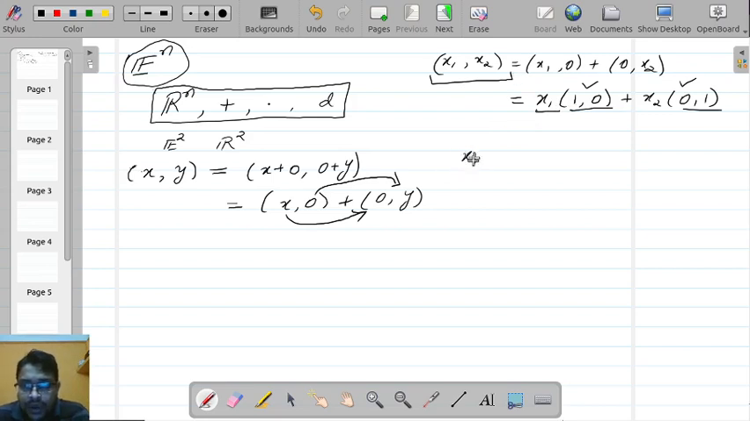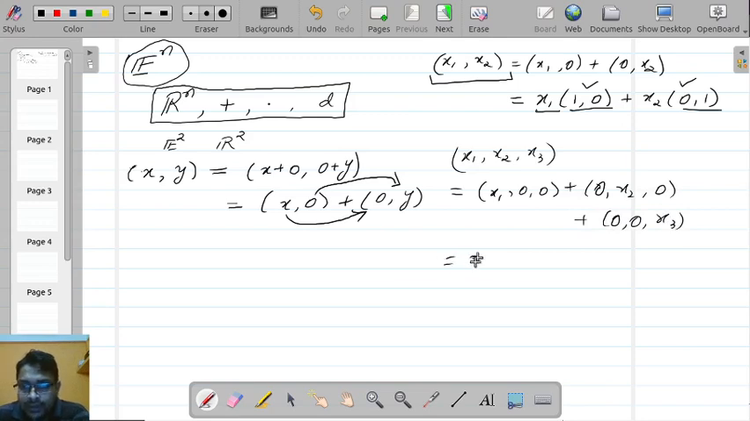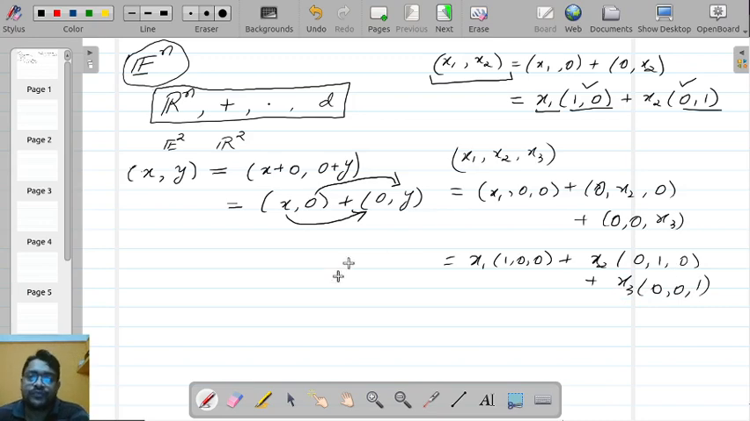Can we do that for (x1, x2, x3) in R3 also? In R3 I can write it as (x1, 0, 0) plus (0, x2, 0) plus (0, 0, x3), or I can write it as x1 into (1, 0, 0) plus x2 into (0, 1, 0) plus x3 into (0, 0, 1). So this is always possible, right?